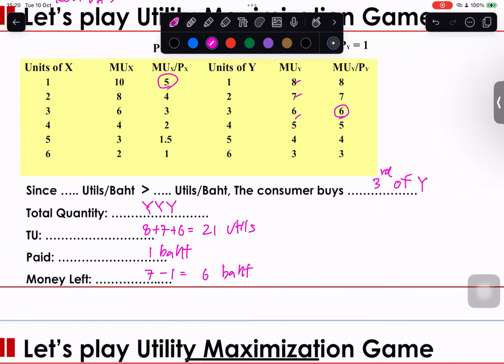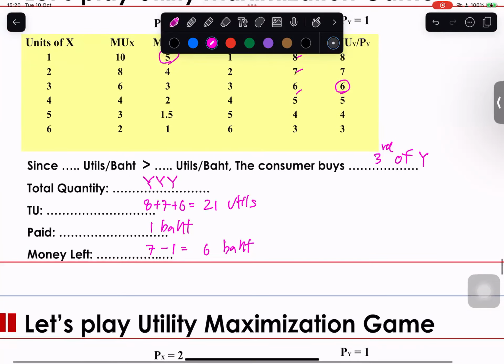Six baht left. And now basket full of good Y. Y, Y, and Y.